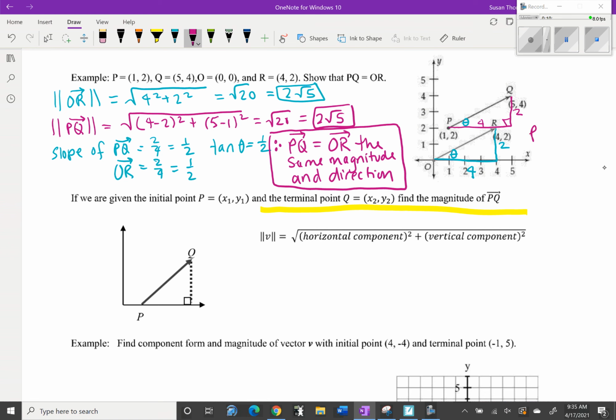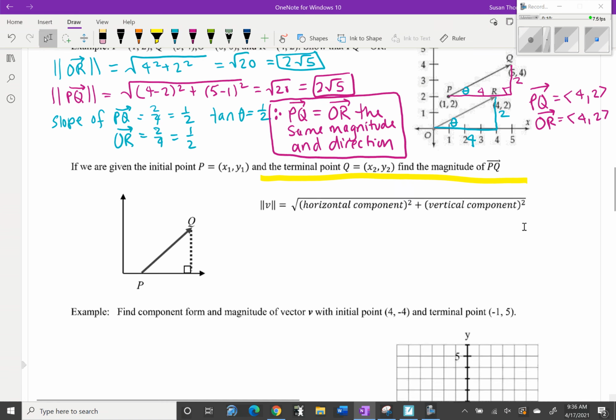So PQ component form, of course, would be a horizontal component, which is 4, 2, which is the same as OR. So OR component form is also 4, 2, because they both have the same direction and magnitude. So that's the component form for both of them, which we'll look at in just a minute.